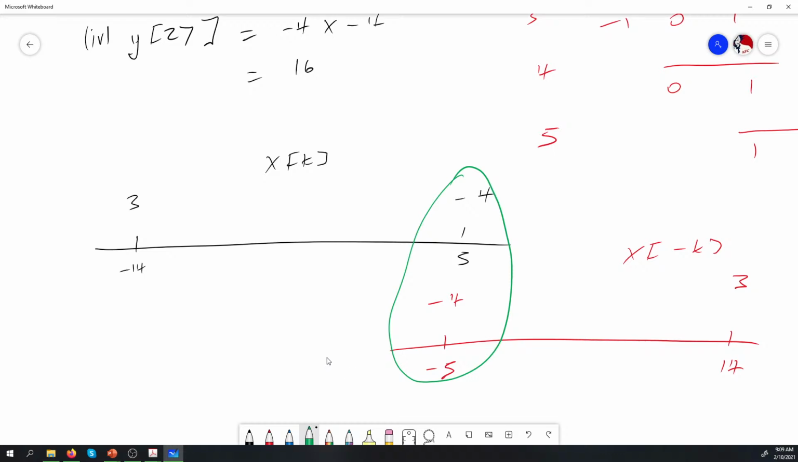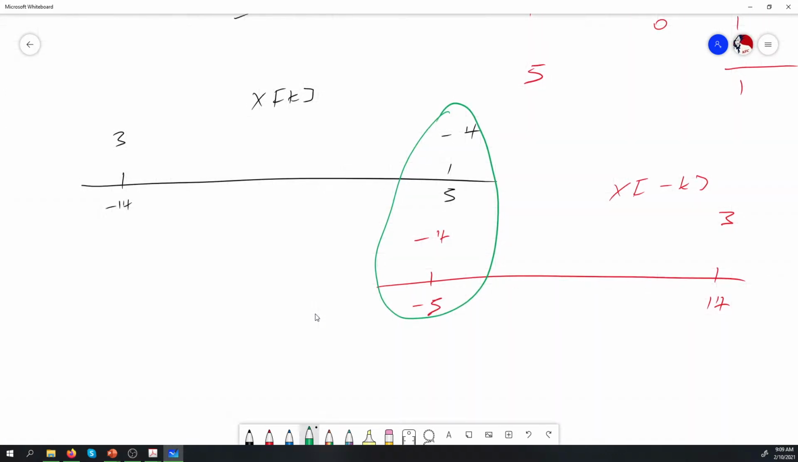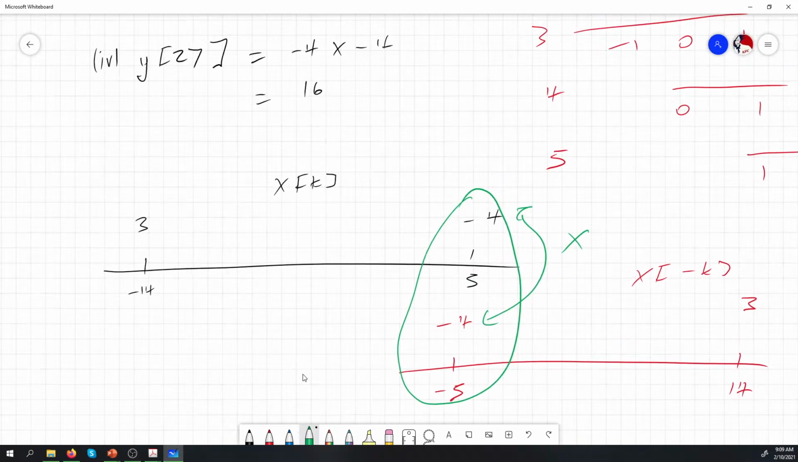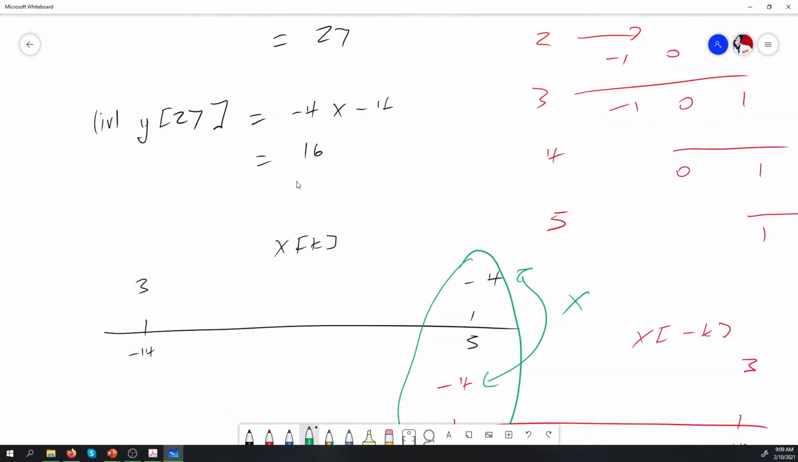Because those two values line up for the last slide of the convolution, we just multiply these two values together. So that's how you get -4 by -4 for the last non-zero value of the convolution. You just multiply the two and you get 16.